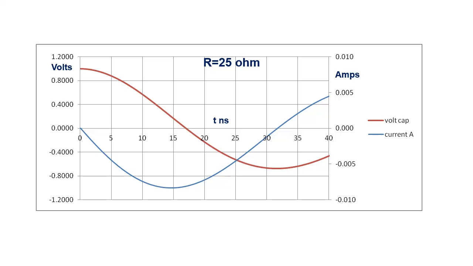Let us plot the capacitor voltage, in red, overlaid on the current, in blue, to get a better insight. We observe that a maximum magnitude in current corresponds to approximately 0 capacitor voltage.